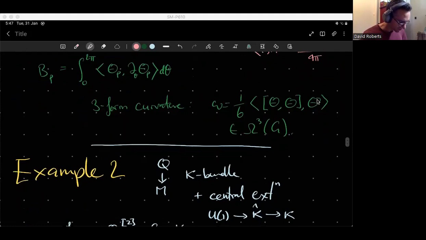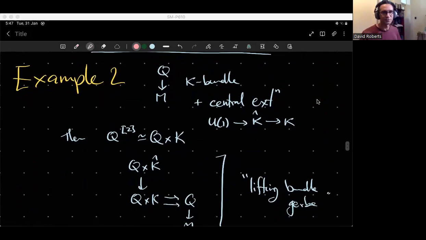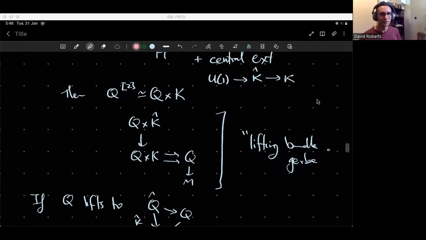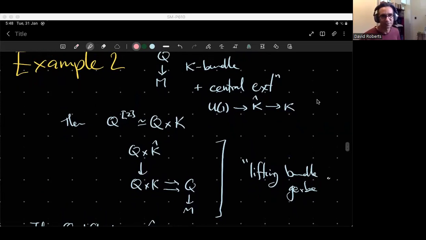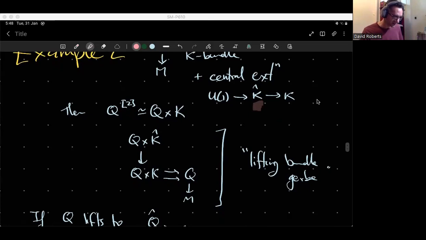So, a slightly more general example, less tied to groups. If you start from any principal K-bundle Q and a central extension K hat of Lie groups, you can write down a similar picture, which is called the lifting bundle gerbe, because this structure obstructs the existence of a lift of the structure group from K to K hat. Given any principal K-bundle, you could ask whether it is secretly a K hat bundle, by changing the structure group down this projection map. This may or may not exist, and this bundle gerbe is exactly the obstruction to this.